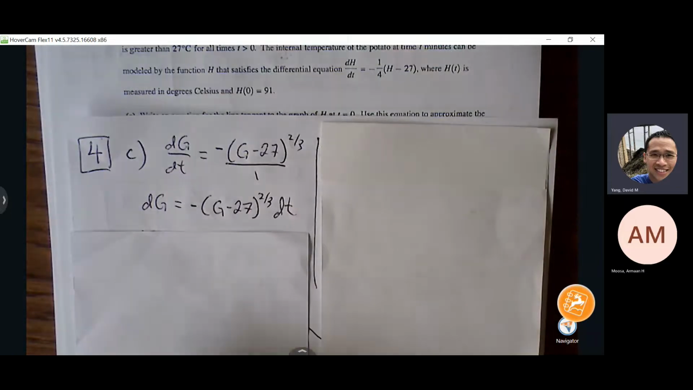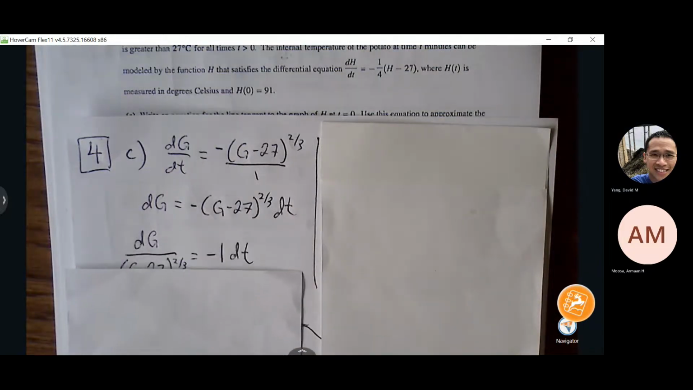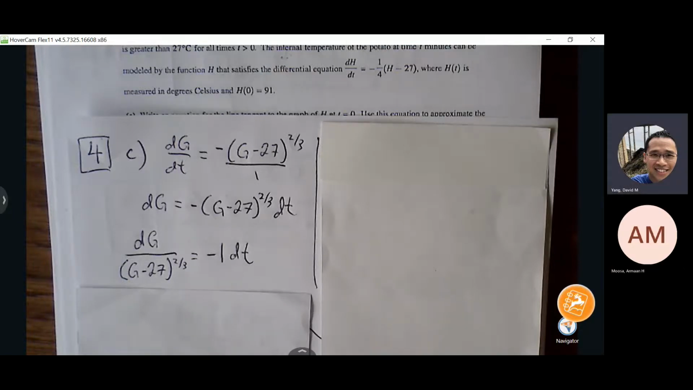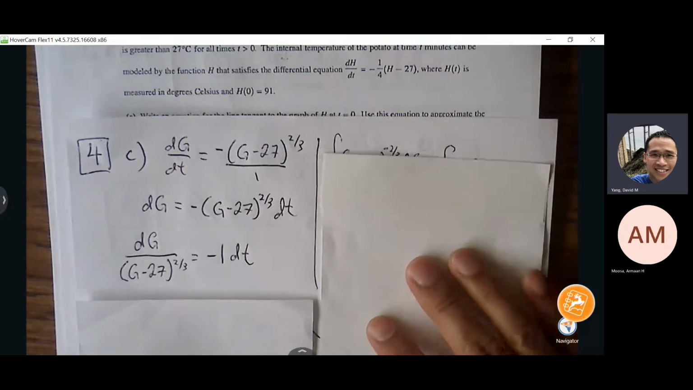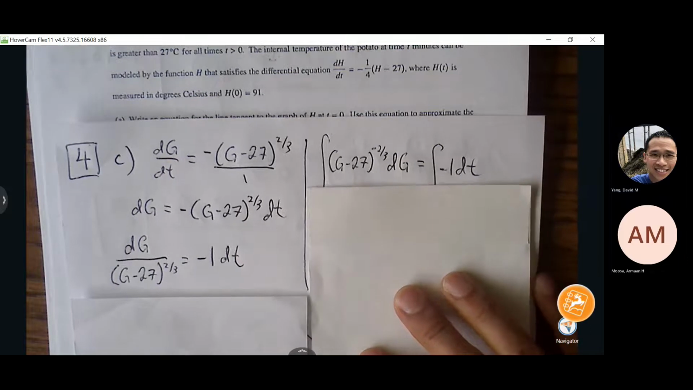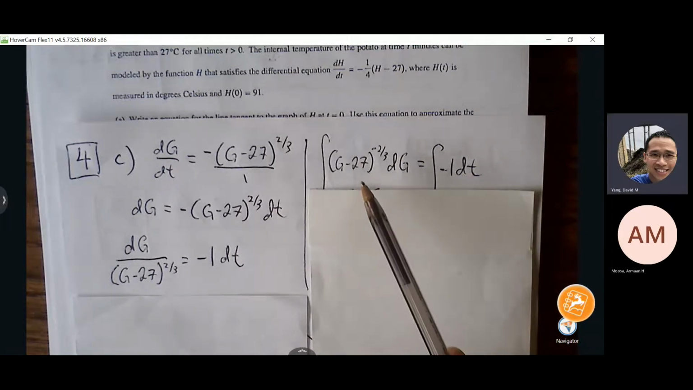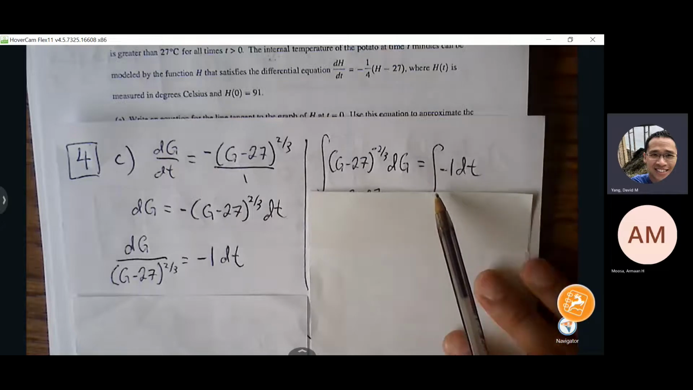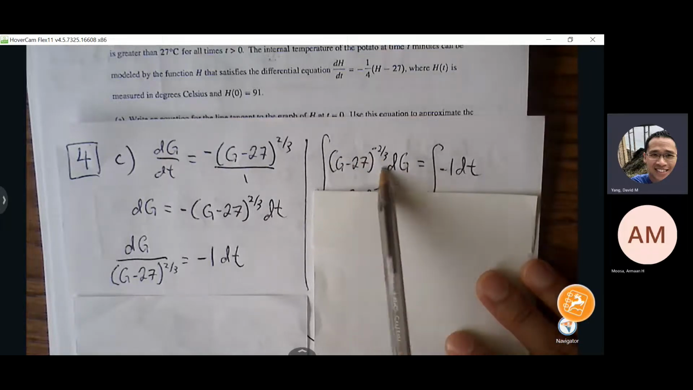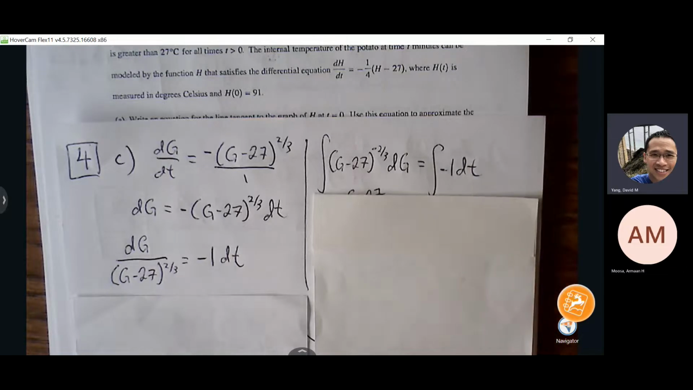So I'll divide that parentheses over. So g minus 27 to 2/3 is in the denominator. This is going to be a u-substitution problem, but I know that eventually I have to go through power rule, and I would need that parentheses to be in the numerator. So I'm going to just go ahead and do that. Move that g up to the numerator. So integral of g minus 27 to the negative 2/3 dg equals integral of -1 dt. And I know I can go through u-substitution here, but the right side is set up nicely for power rule.